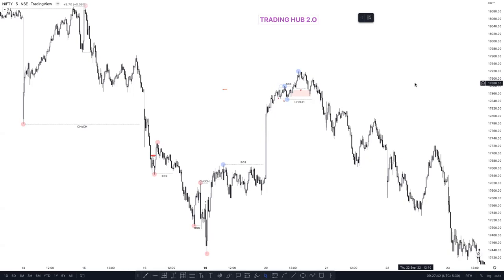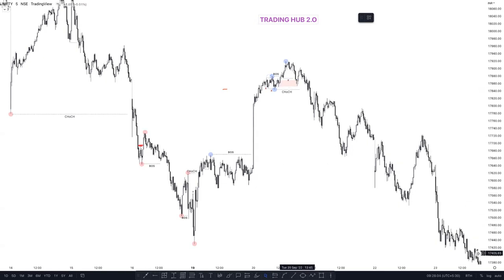After that, you can see a reversal, like a change of character, because the change of character that happens becomes an inducement for the next higher time frame. For example, this is a change of character in a 5 minute. So this can be your 1 hour inducement, right? So the same process will happen here.